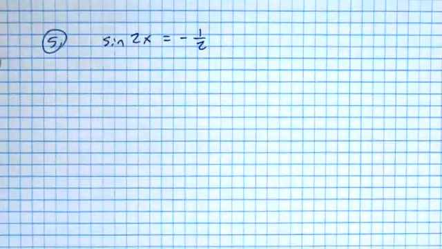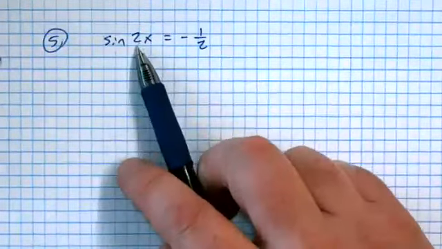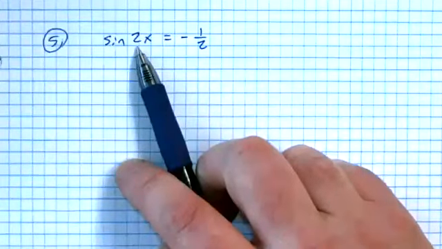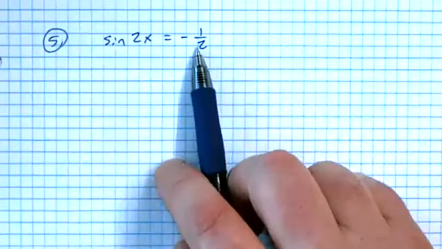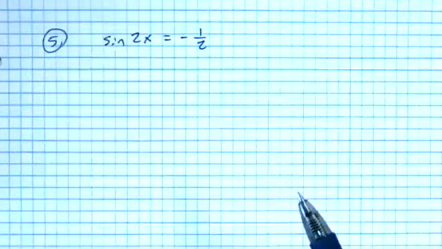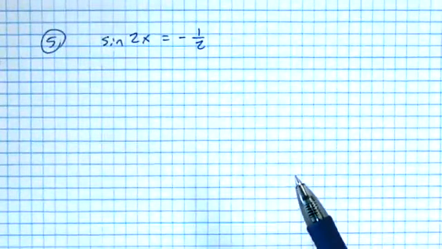It's this 2 in here that's screwing everything up. If that was just an X, we'd know what to do, right? We pull out our wheel of fun and we'd start looking for angles that have a sine value of -1/2. But it's a 2X in there instead of an X. That's a bummer. So what are we going to do?